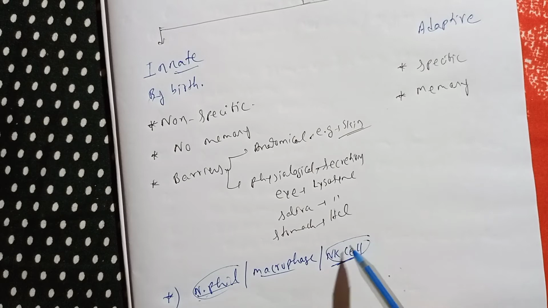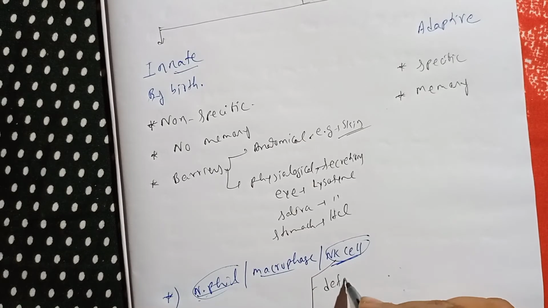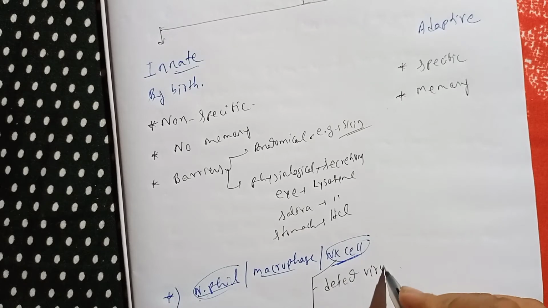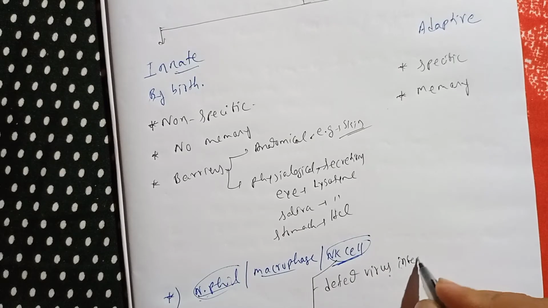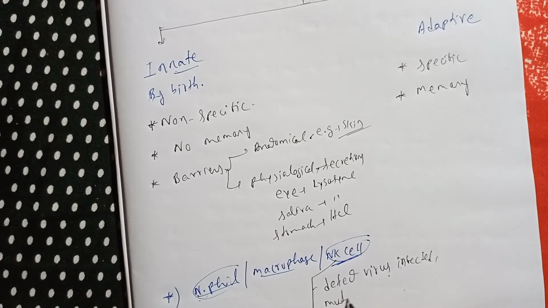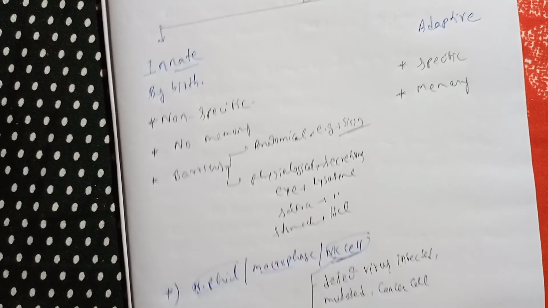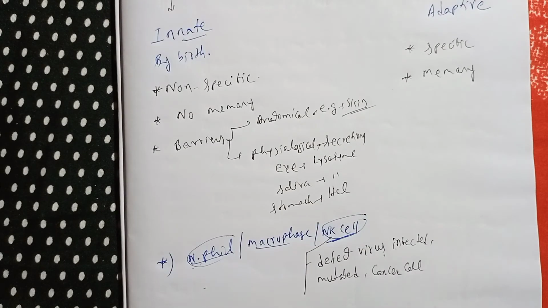Then we have the natural killer cell. Now the natural killer cell has the power to detect. They can detect the virus infected cell, or we can say the mutated, or the cancerous cells. And they will go there and they will try to destroy those infected cells, those that are not helpful for our body, of course.